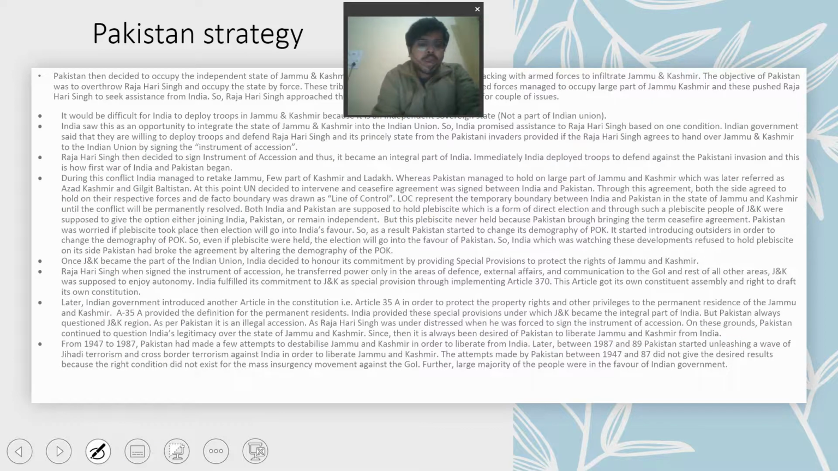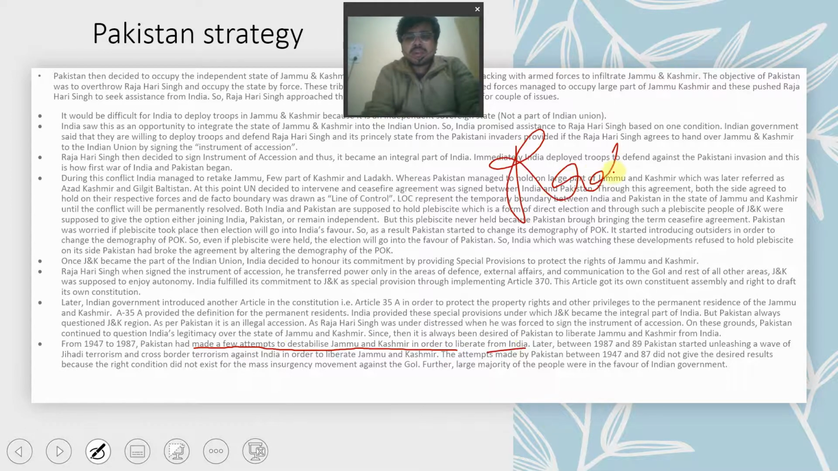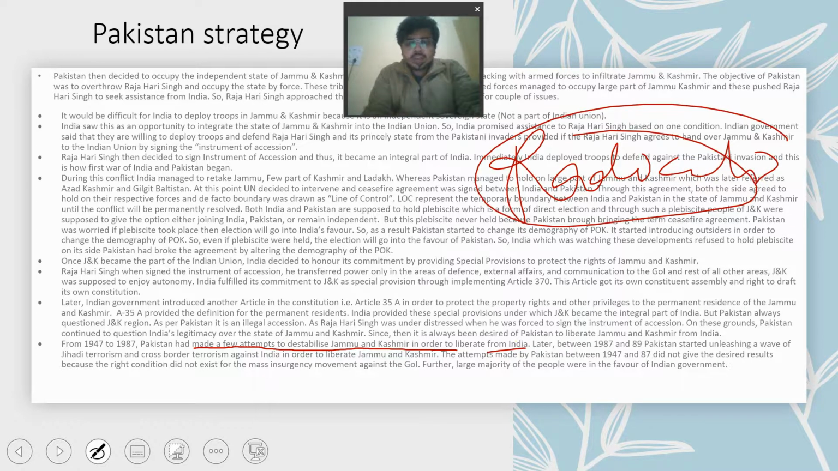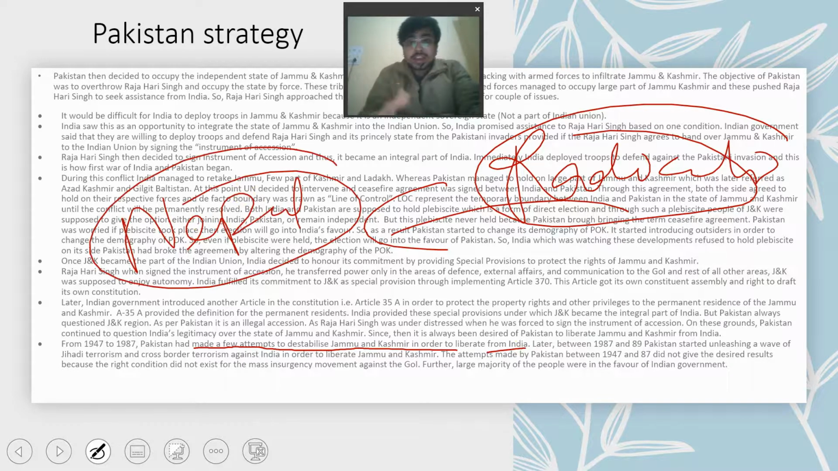So from 1947 to 1987, Pakistan made a few attempts to destabilize the Jammu and Kashmir region in order to liberate it from India, like radicalizing the youth of that region by giving trainings and all, moving them from safe havens, like from Nepal, where they used to give training to all the people, and they created Indian Mujahideen and all. The safe route for taking away those youth from India is the Nepal route only.